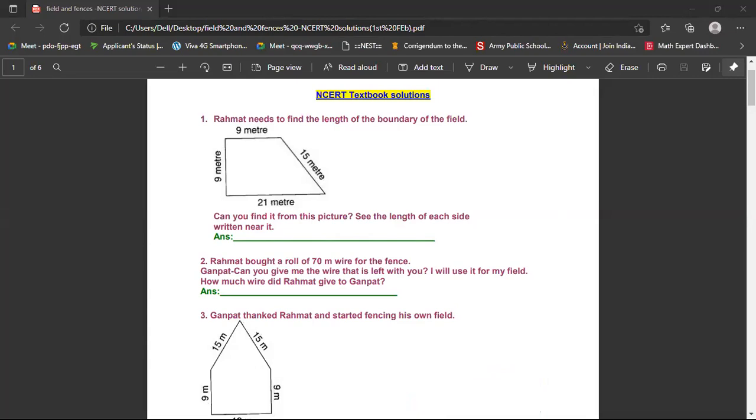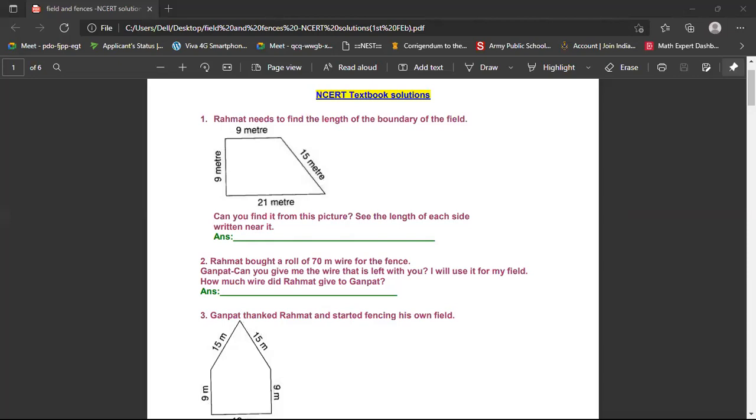First question. Rahmat wants to find the length of the boundary of the field. Can you tell what will be the boundary of this? What will be the boundary? 54 meters, sir. So this is the field of Rahmat. Yes, sir. We have to find the boundary.